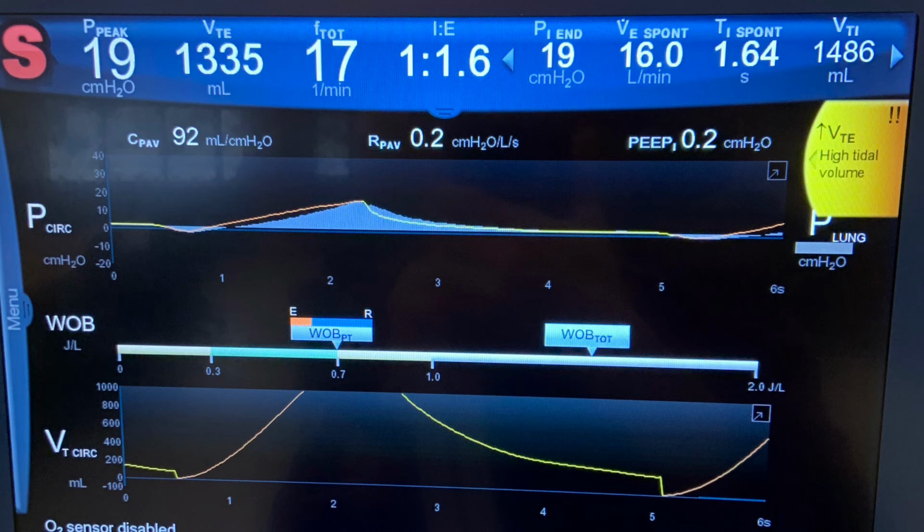Here's a brief video clip of me breathing faster and deeper breaths. Notice the changes to the support from the ventilator.